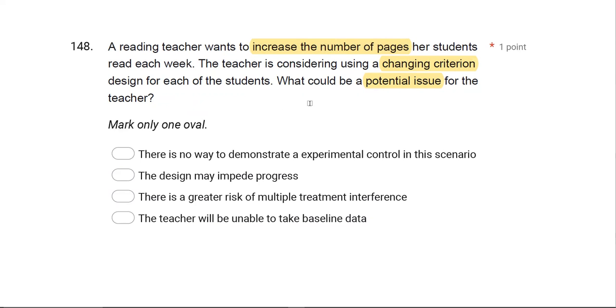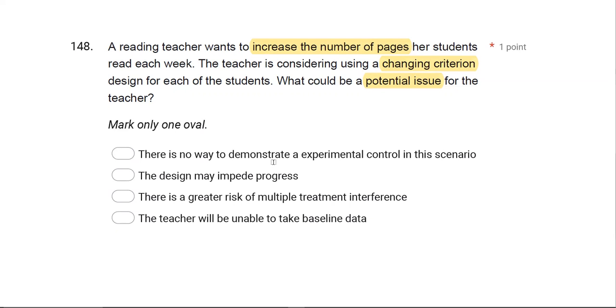So with the changing criterion design, let's say she starts at 15 pages. Well, she's going to stepwise and systematically increase to 18, then 21 and 23. And she wants to see the behavior follow those increases more or less accurately. So what could be the issue? A, there's no way to demonstrate an experimental control in the scenario. Sure there is, right? We can demonstrate experimental control with a changing criterion design. One, we need to check, is the behavior in line with the criterion changes? And two, you can reverse the criterion and see if the behavior follows.